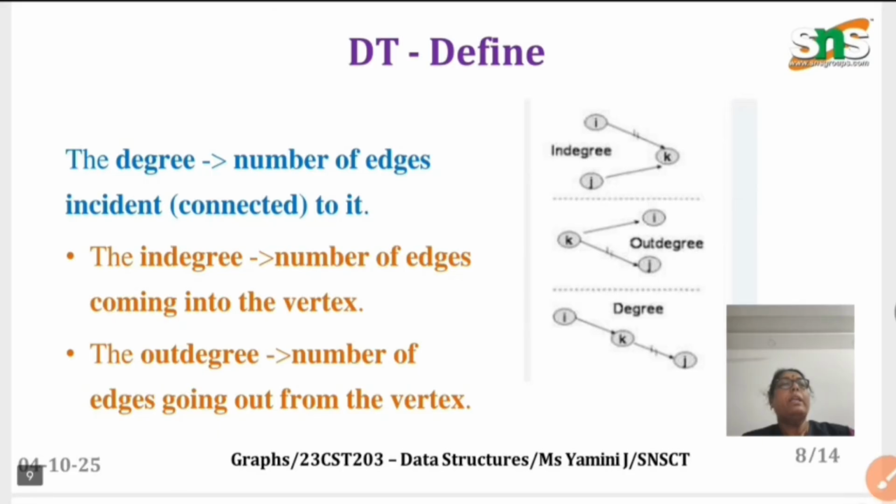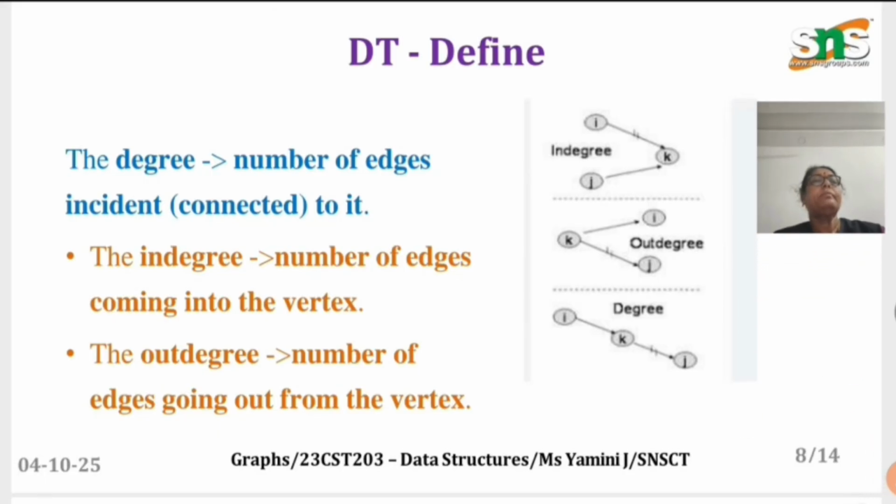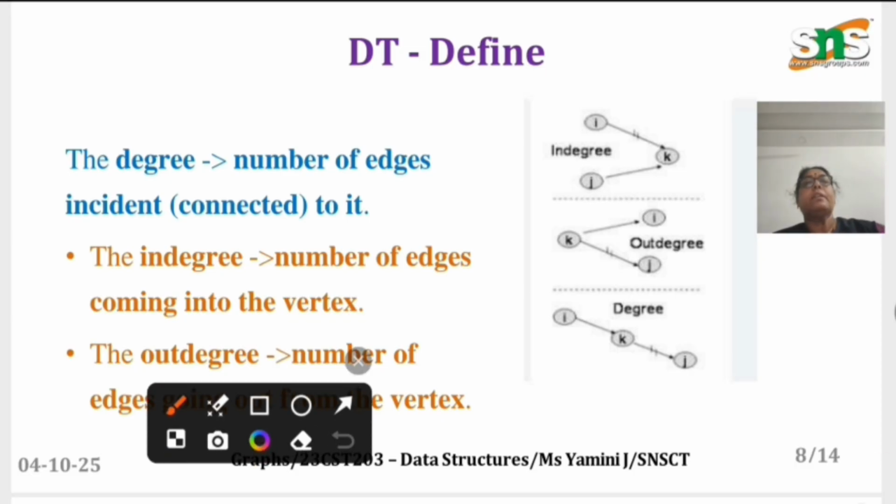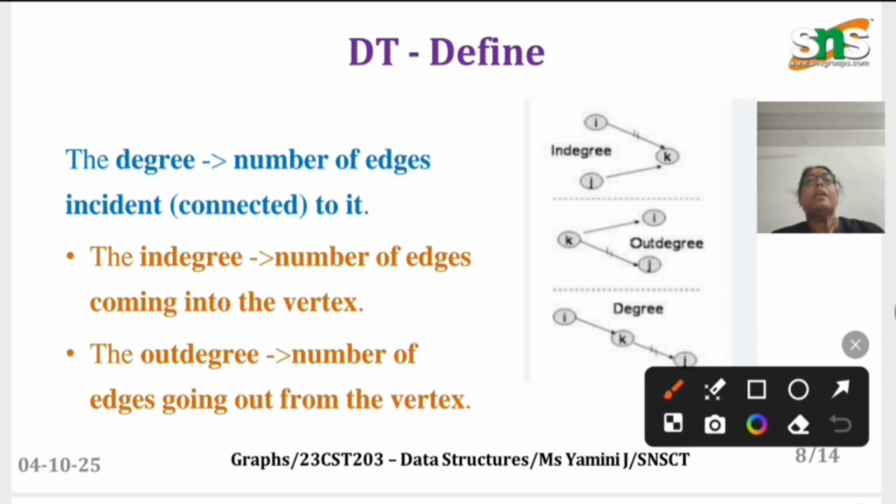Next one, degree and then in-degree and then out-degree. The degree of a node is the number of edges connected to it. Next one, in-degree. In-degree counts only incoming edges. Out-degree counts the outgoing edges.